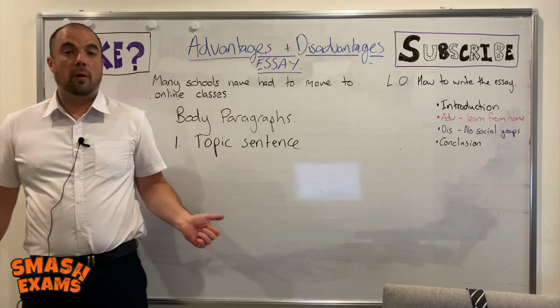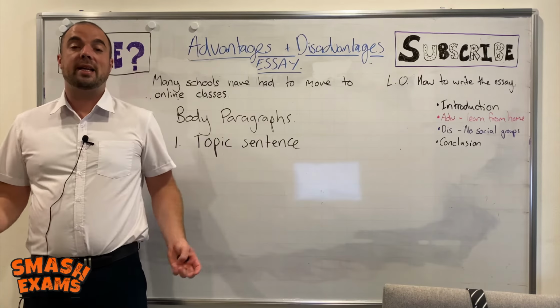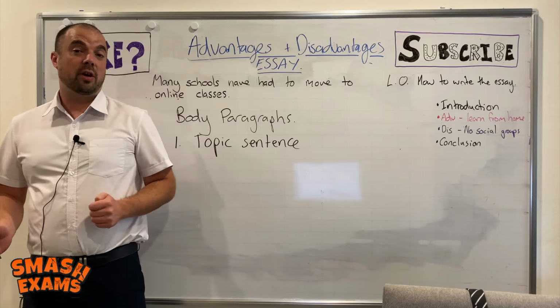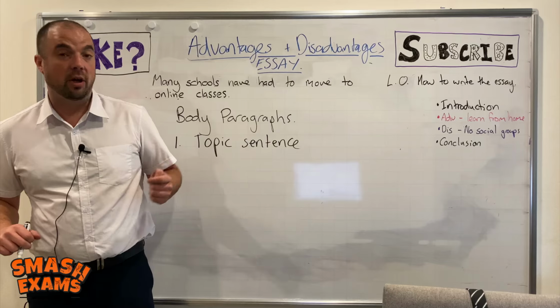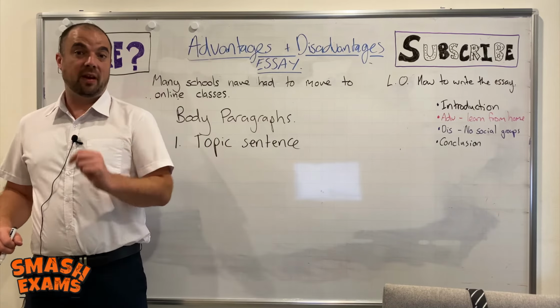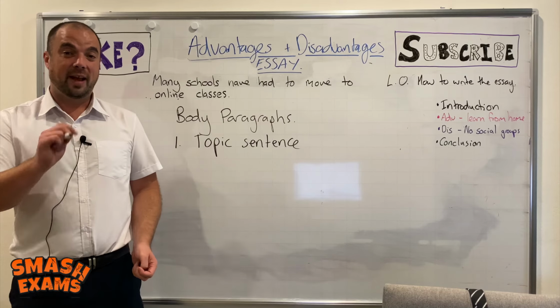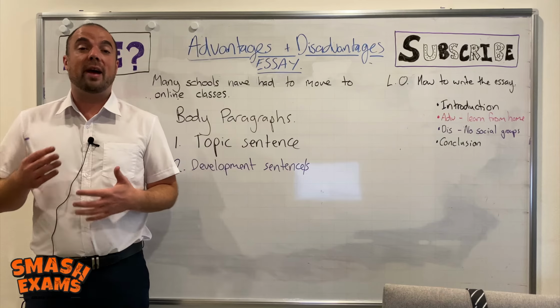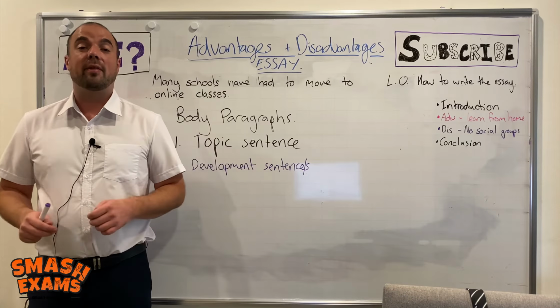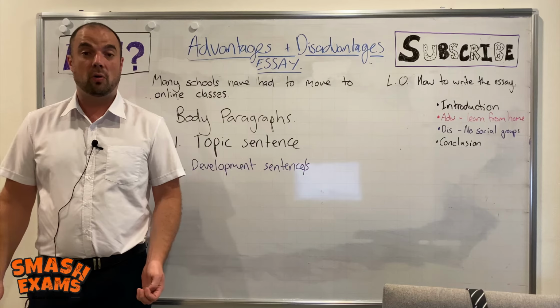Number 1, a topic sentence that gives the main idea of the paragraph. We already know what this is going to be because of our plan. We know it's going to be about the advantages of learning from home. But first thing you need is a topic sentence. The second thing you need to do is a developmental sentence. This will develop your topic sentence and give some more of the idea of the paragraph as a whole.